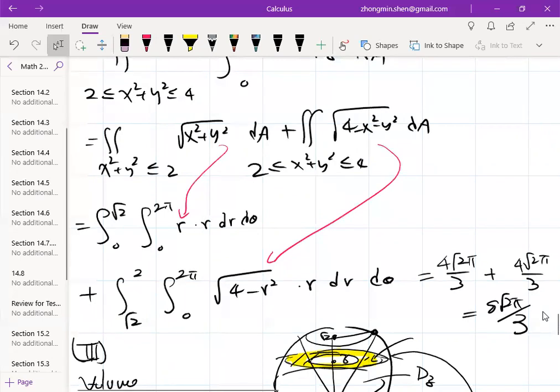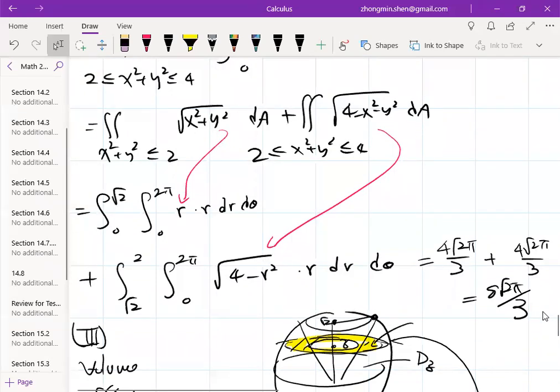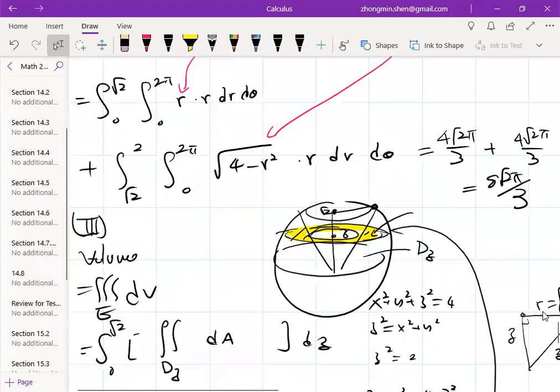Then the third method. There are 3 different ways to evaluate the integral. So I'm going to use a vertical line. Begin with a vertical line first. Okay. So the triple integral becomes an iterated integral, with a single integral outside and a double integral inside.